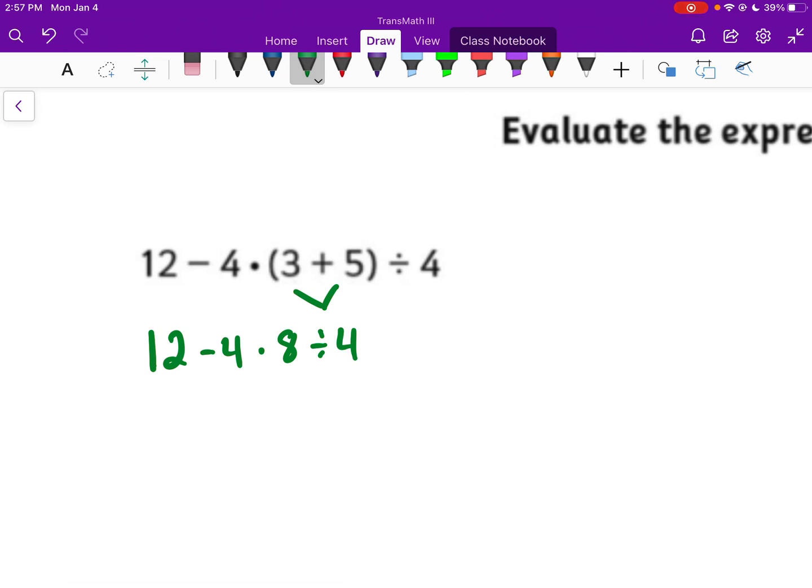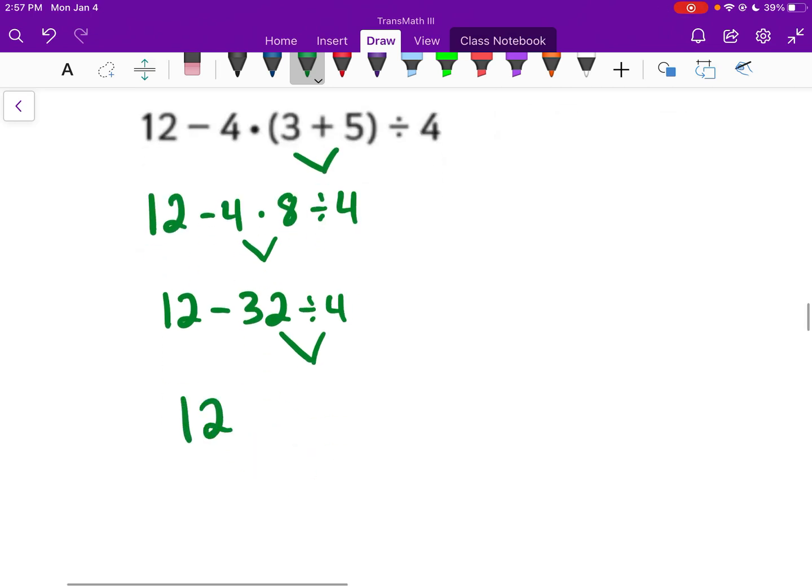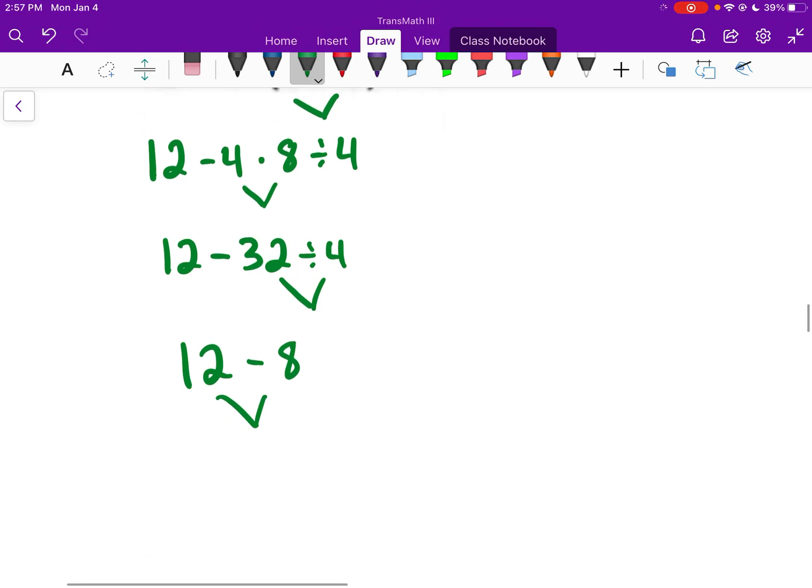Now we don't have any more parentheses. We would then move to exponents, which we're not worrying about right now. So then we move to multiplying and dividing. I'm going to read what we have now from left to right: 12 minus 4, no multiplying or dividing. 4 times 8, there we are multiplying. So 12 minus that 4 times 8, which will give us 32, divided by 4. 12 minus 32, not multiplying or dividing. 32 divided by 4, meaning I have to do that first. So then we got 12 minus that 8. And then finally 12 minus 8, we will get 4.